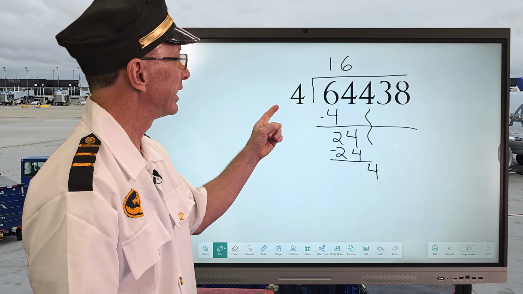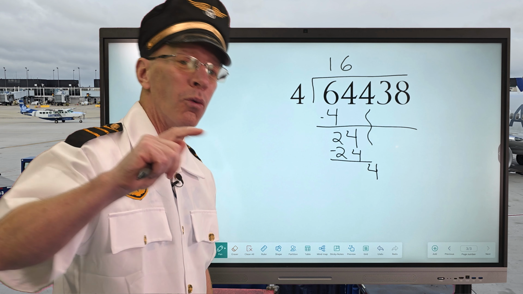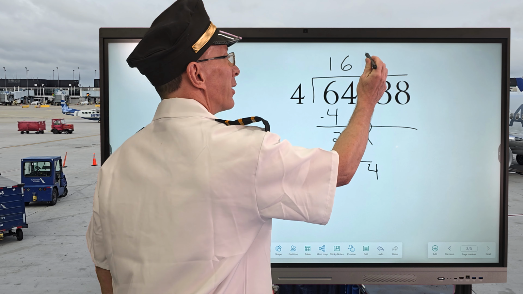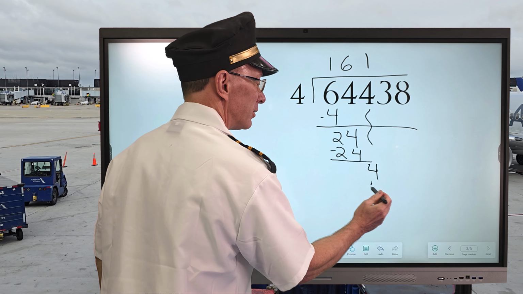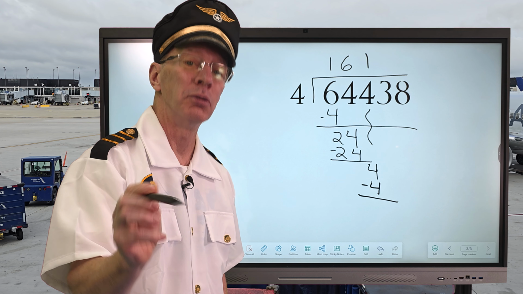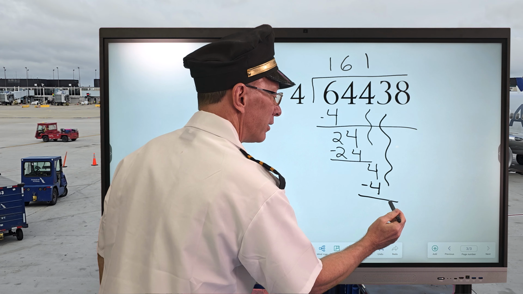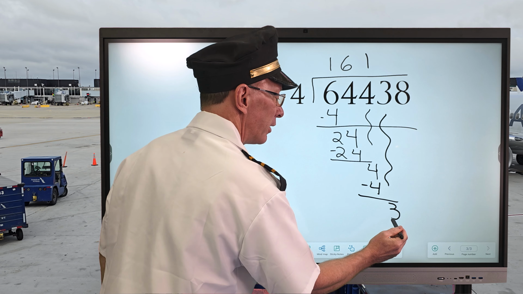So again, can I put 4 into 4? Yes, I can. How many times? Uno, 1. So I go ahead and put the 1 right here. 1 times 4 equals 4. Subtract, and that'll be a 0. And our next step is to bring the next number down. I'm going to bring it all the way down here, and this would be 3.